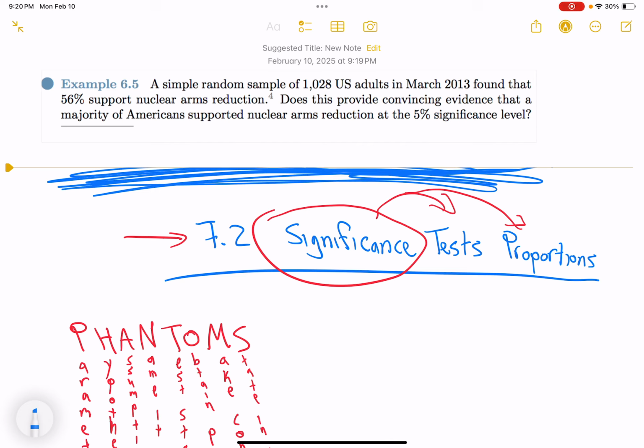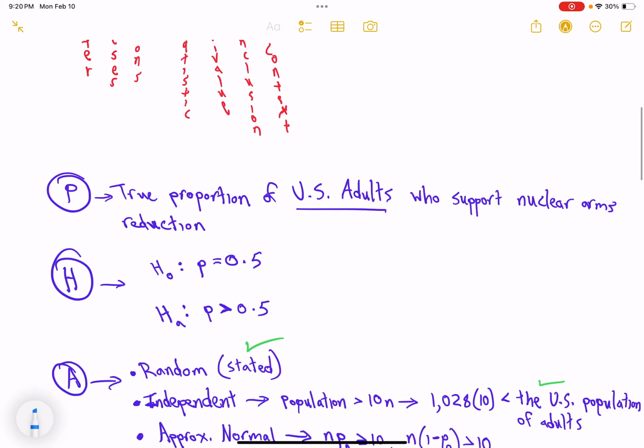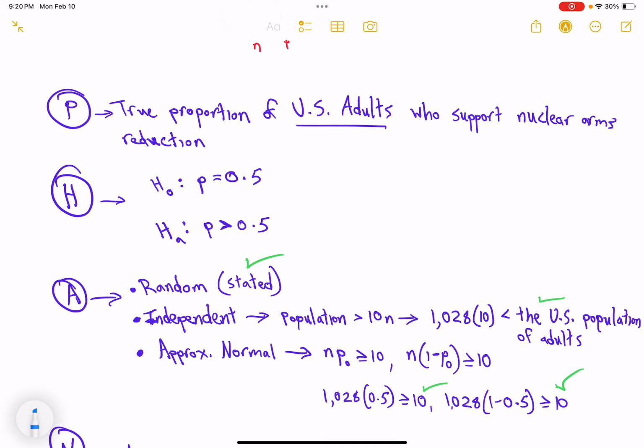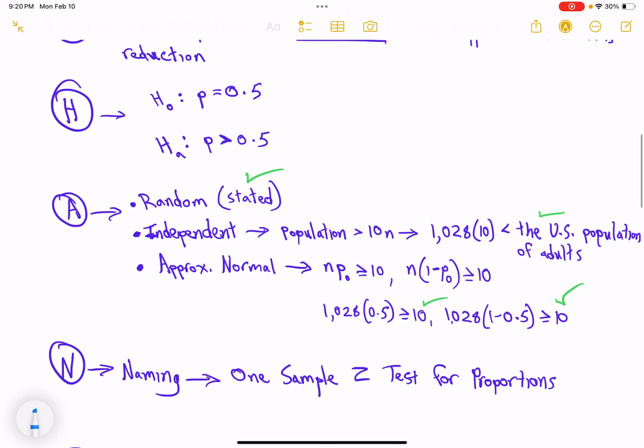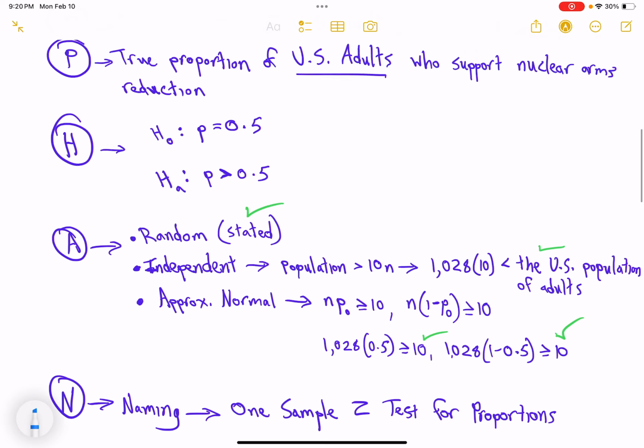So we took a look at our problem. We noted our alpha level and we noted our sample statistic and everything that we can roll with. We've gone in. We've set our parameter. What is it? The true proportion of U.S. adults who support nuclear arms reduction. We've set our null proportion and null hypothesis, which is that the parameter is equal to 0.5.